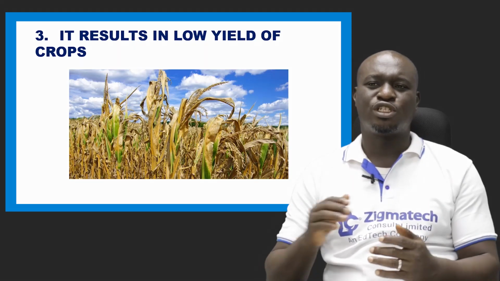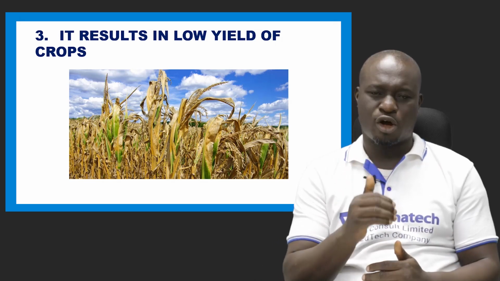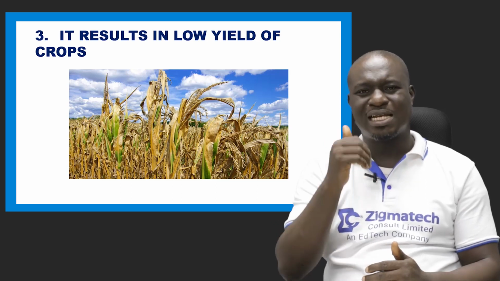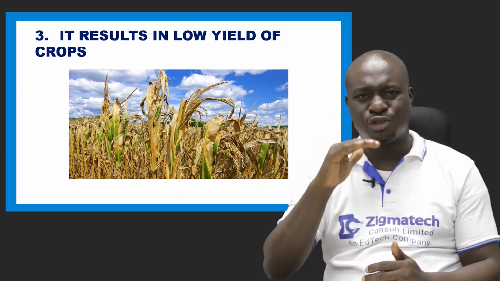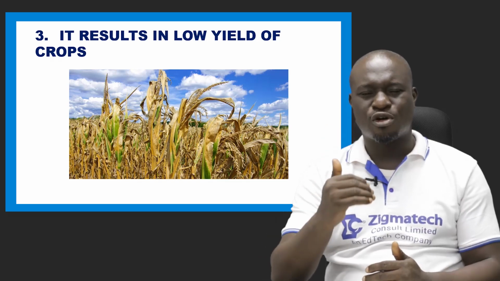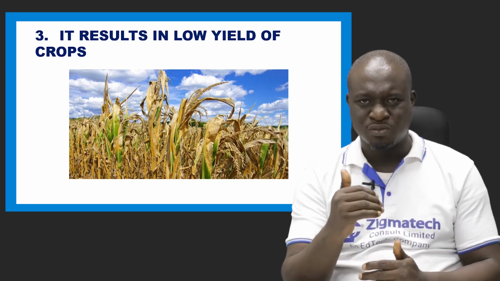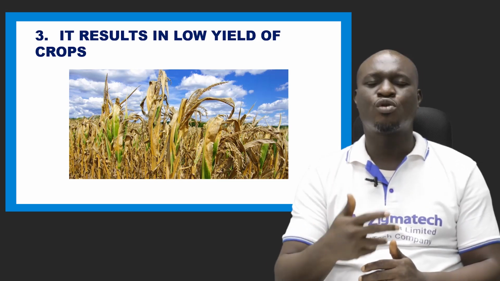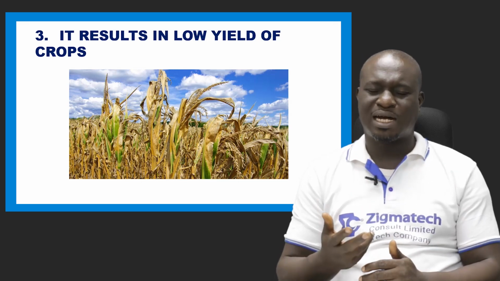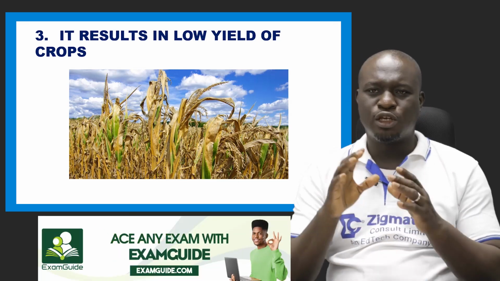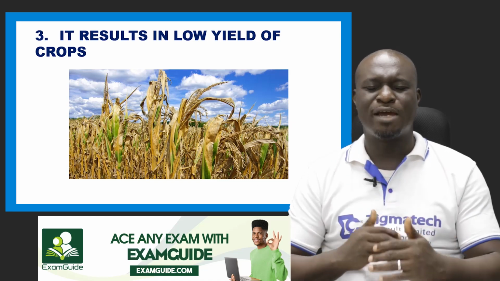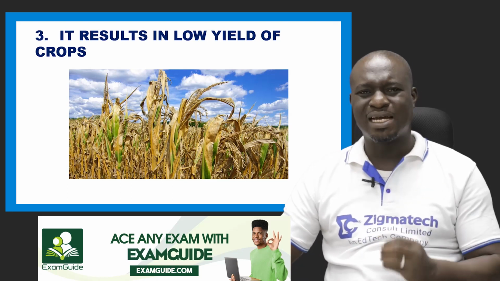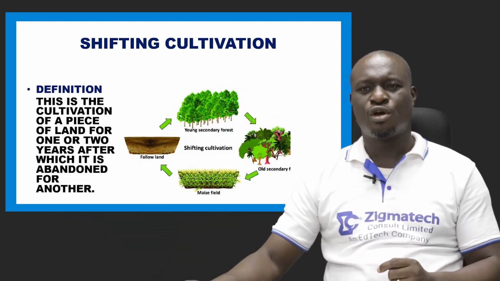Number three, it results in low yield of crops. I have just explained this. When the mineral content of the soil is reducing, definitely the growth of these plants will be affected. So what you will see as the products from these crops are not going to be good. They will be low in yield, low in productivity. So low productivity is one of the negative effects of continuous cropping.